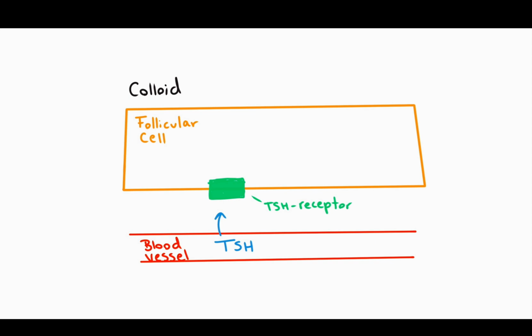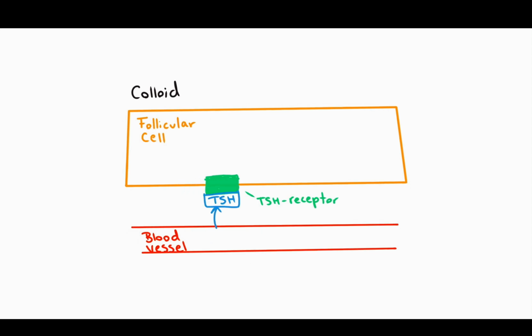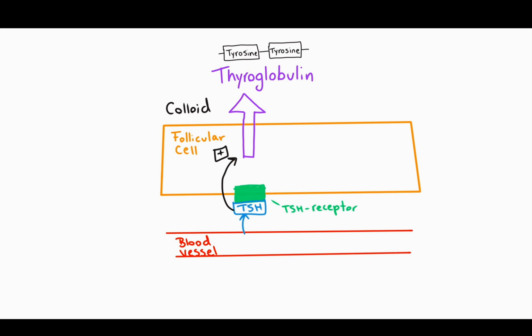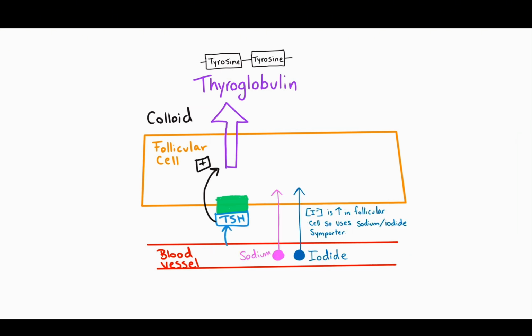TSH is in the blood, binds to a TSH receptor. This allows thyroglobulin to enter the colloid. Thyroglobulin has these tyrosine amino acid residues, which are important for later. Iodide is in the blood, and it needs to get into the follicular cell, but it needs to travel against the concentration gradient, so it uses a sodium iodide symporter.